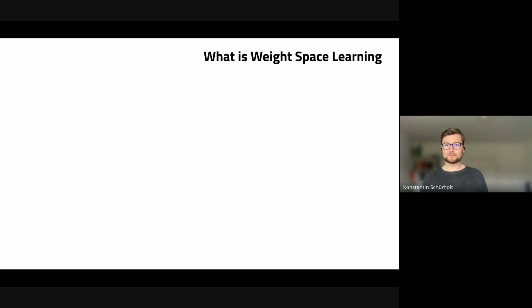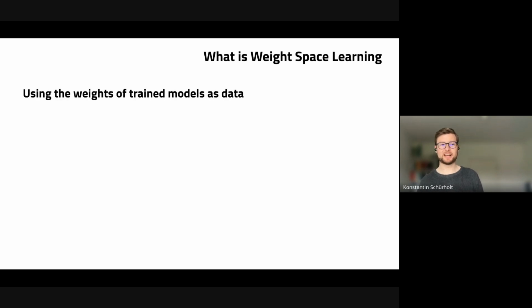Weight-based learning, at least the way we see it, is any kind of method that uses the weights of trained models as data, or generally that operates on weight spaces as a domain. Computer vision operates in pixel space, language operates in word or token space, and weight-based learning operates in weight spaces. If a sample that you work with lives in weight space, like a trained model or the set of trained weights, then you operate in weight space.